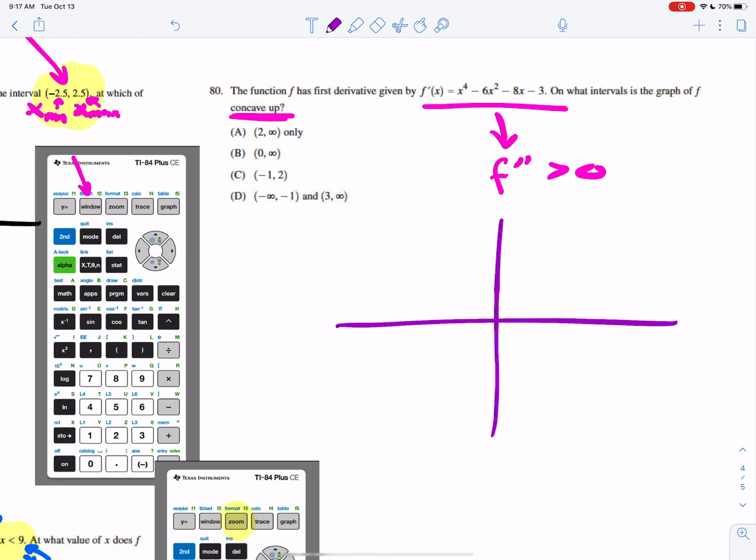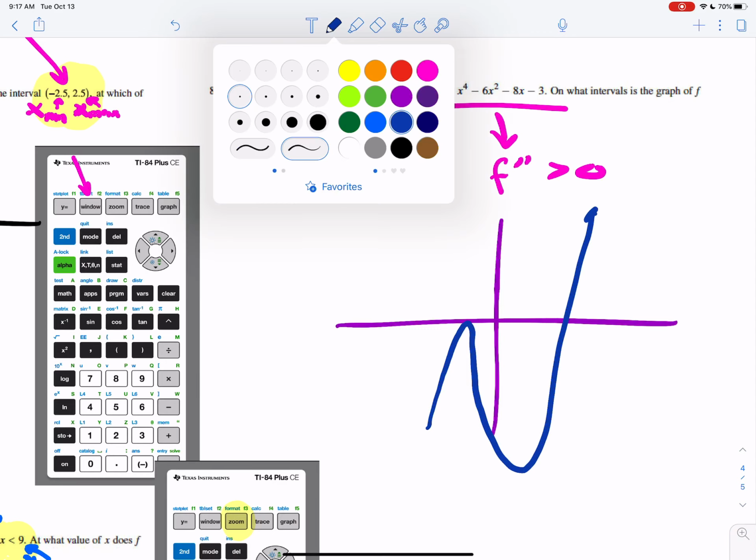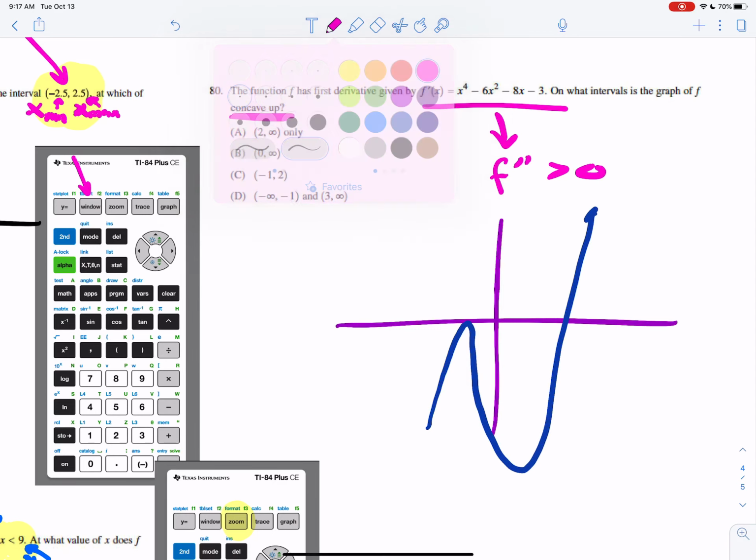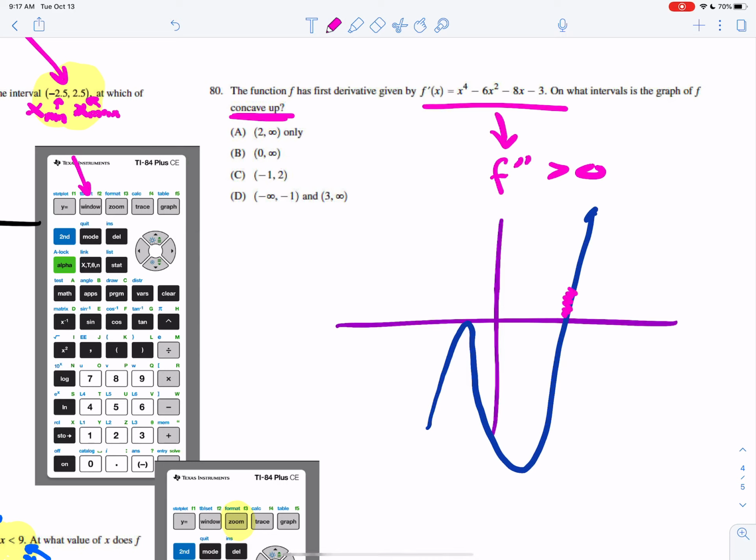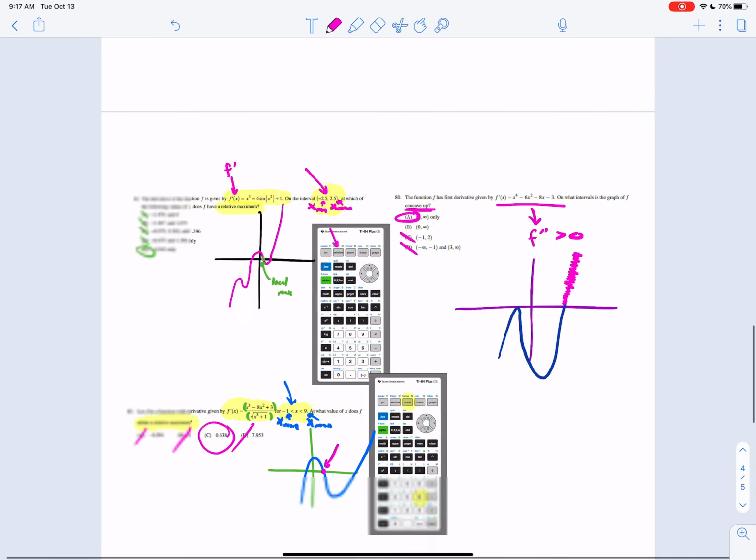Okay, so the graph looks a little bit like this. Where's the graph concave up? Wherever the second derivative is positive, so pretty much wherever the second derivative is above the x-axis. It's looking like it's something to infinity, so it's not going to be C or D. And it's definitely not 0, because we're looking at the x values. It starts at 2, so it's going to be A.